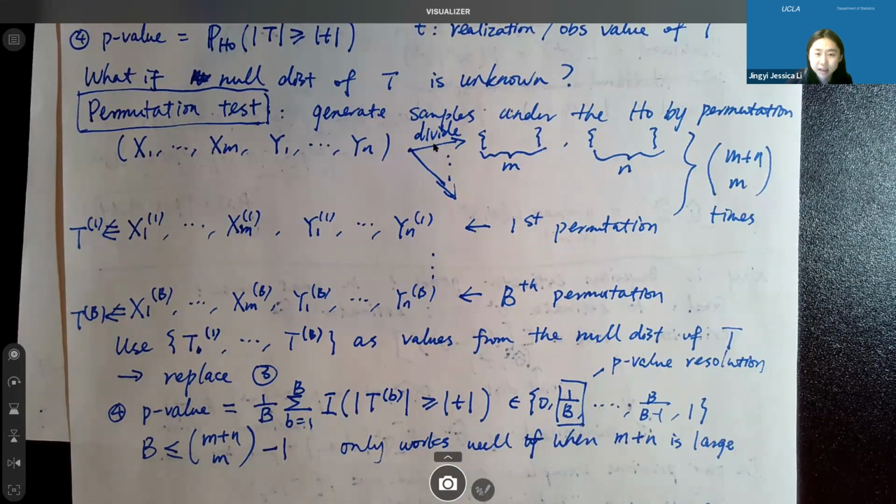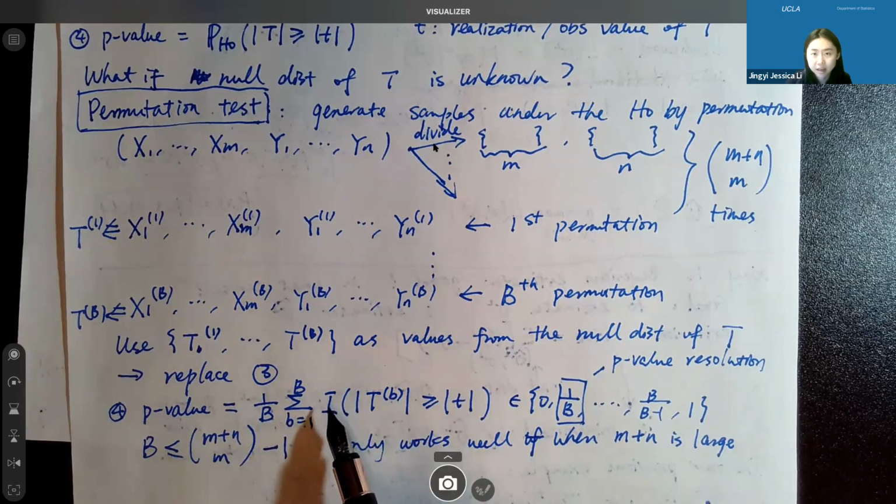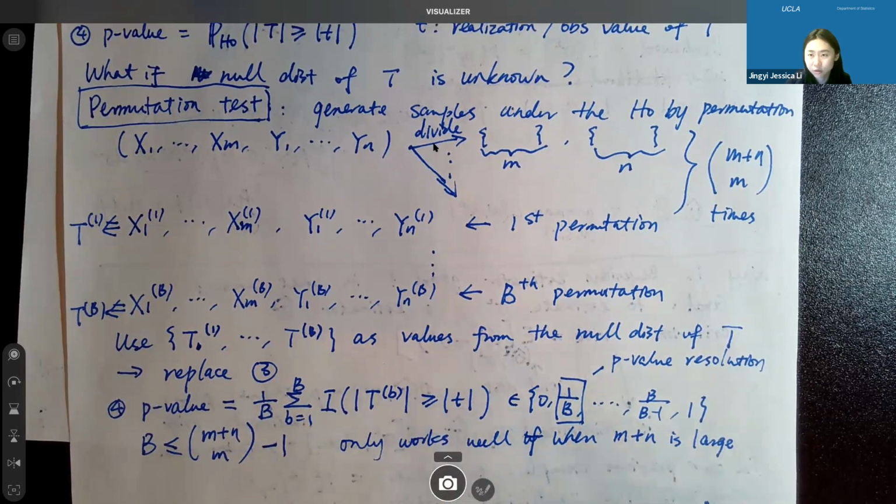Does capital I stand for the P? The capital I is the indicator function. When we say indicator function, we mean that it takes binary values 1 or 0. When it takes value 1, it means that the inequality in the parenthesis holds. Otherwise, it doesn't hold and the value is 0. Okay, so this is the permutation test.